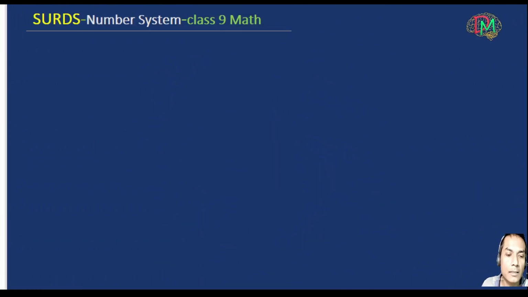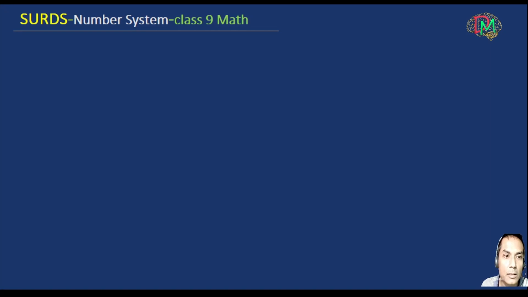Let's start surds. Before start, let's quick recap about the radicals. So radical is the expression with the square root. Where there is a square root, you can say it is a radical. For example, say root 7, it is a radical. Root 7 is a radical expression.